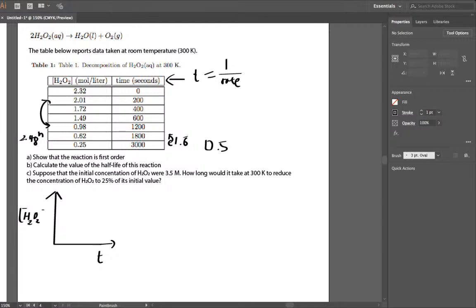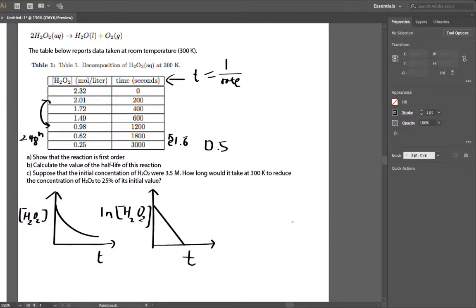What I just got is something like this. It is not a straight line. But if you plot it like this, with this guy still H2O2, but the difference is just putting this guy into the natural log, and this is time, what you'll get is actually a straight line.